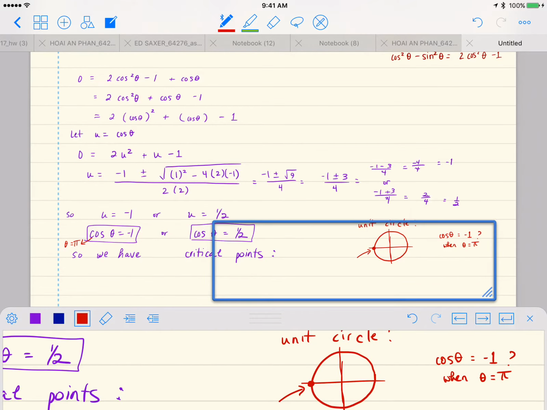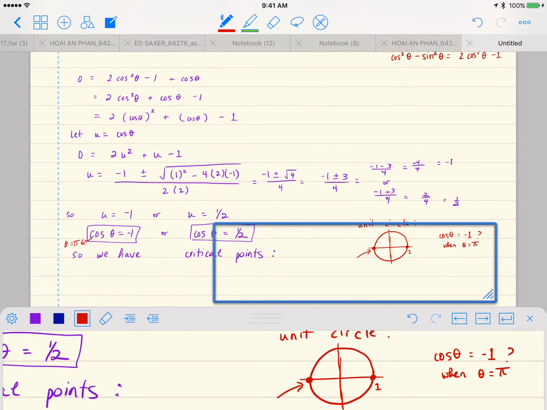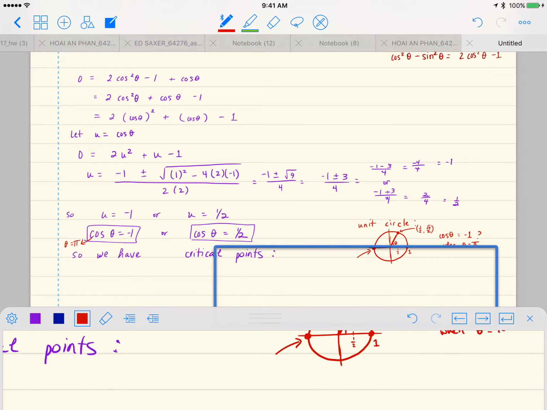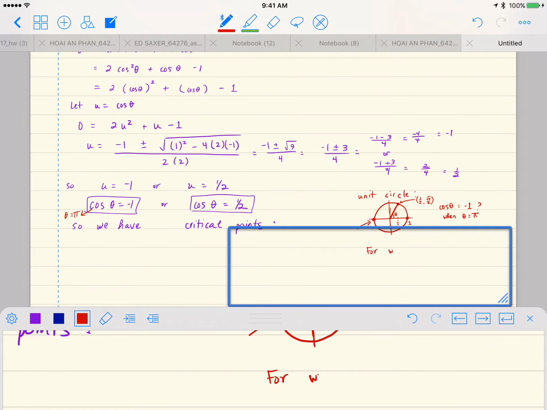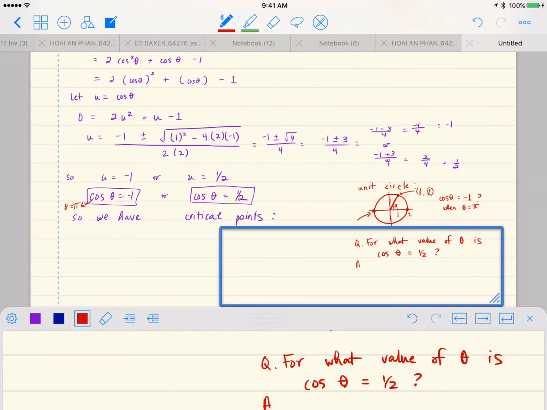Now what about when is cosine theta equal to 1/2? Well, we know that this is 1, right, because it's a unit circle, so 1/2 is here, and it looks like we're talking about this value of theta. I think the coordinates are 1/2 and root 3 over 2, right? So for what value of theta is cosine theta equal to 1/2? That's the question. And the answer, I believe, is 60 degrees, which is the same thing as pi over 3.